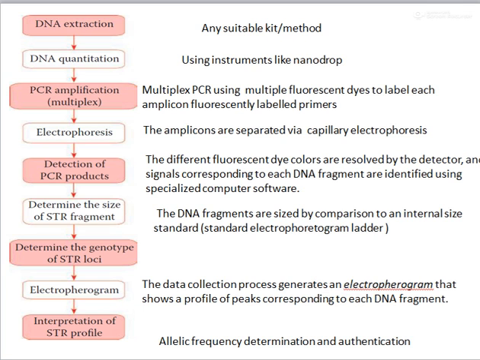The detection, as I told you earlier, is based upon the signals produced, and a laser based detection is carried out, connected with specialized computer software. In the computer software itself you will see the peaks. After the PCR is carried out, you have the computer based software analysis, and after that you need to find out the size of the STR fragment.